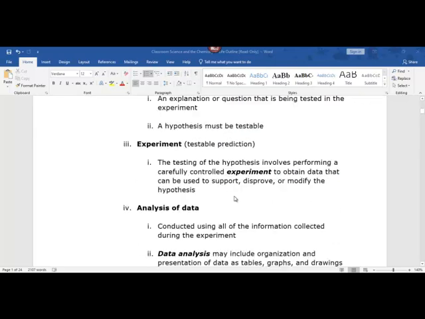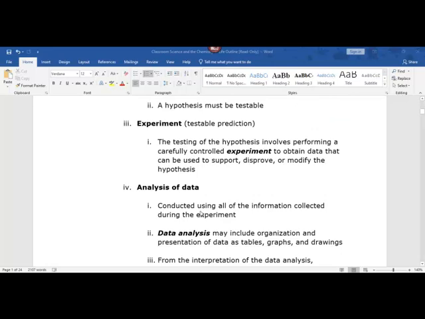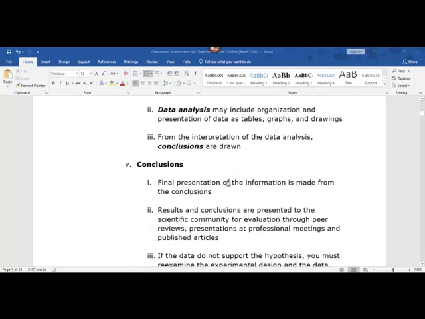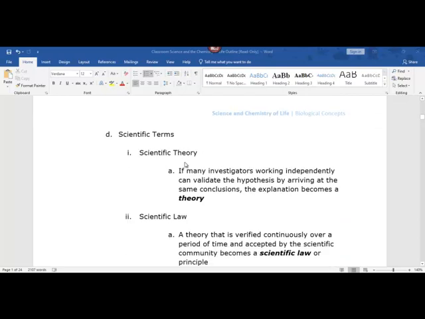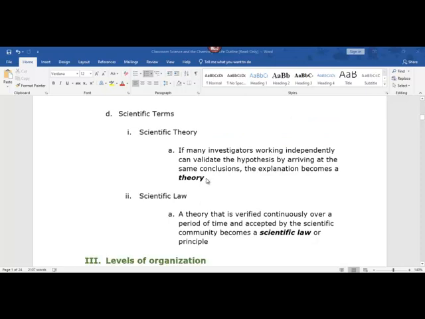You've got to conduct an experiment for that, then the analysis of data, and then the conclusions. And to wrap up this last part here, the scientific terms. Now these are kind of interesting.